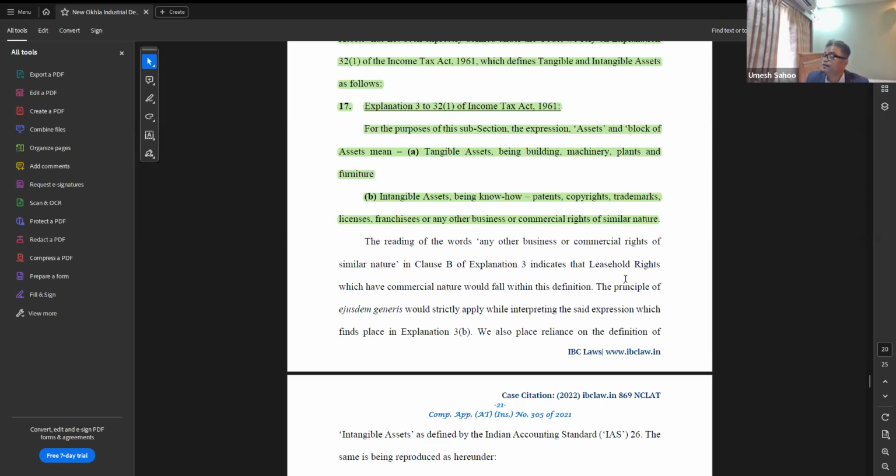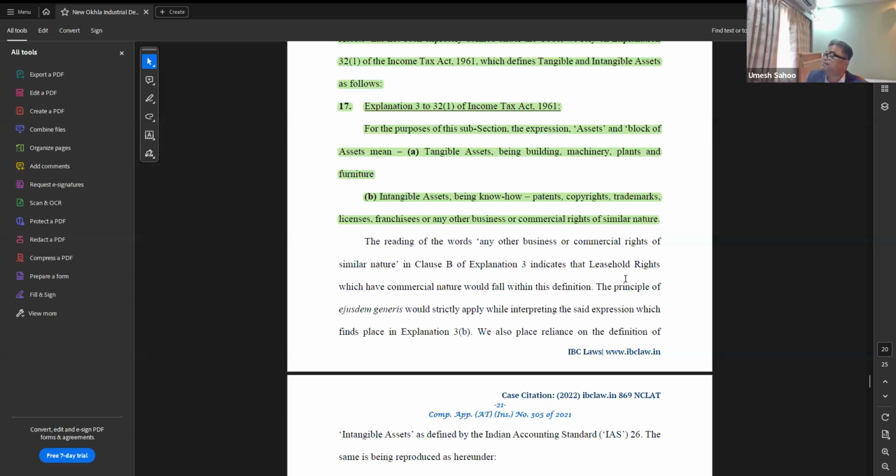So the IRP could take the custody and control. Again, just some hints I am giving. Under 18F, the IRP has the right to take the custody and control of the assets. The definition of assets clearly mentions tangible and intangible. Then coming to the Income Tax Act, intangible assets are clearly mentioned in Section 32 subsection 1: patent, copyright, trademarks, license, franchise, or any other business or commercial right of similar nature.